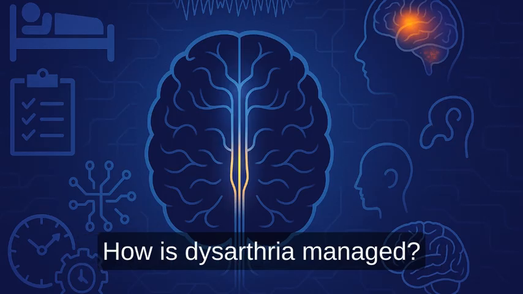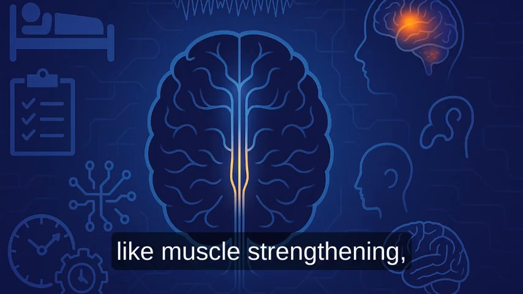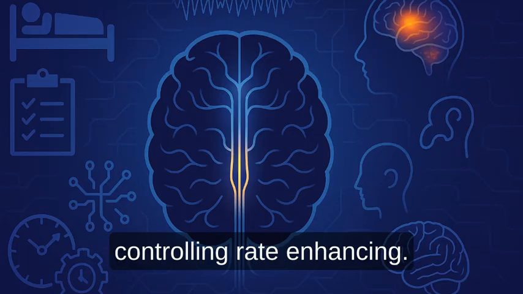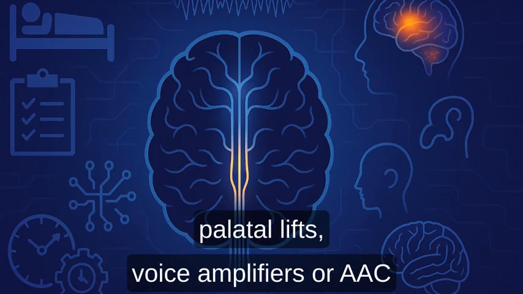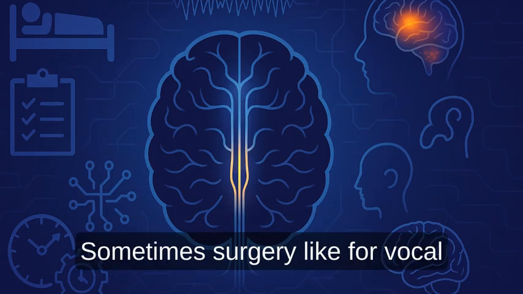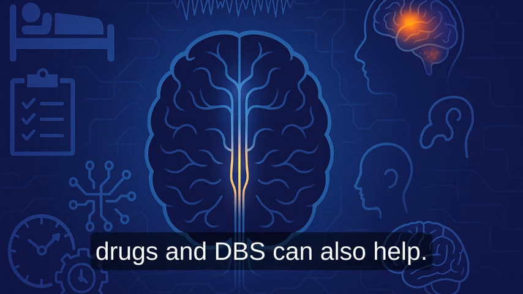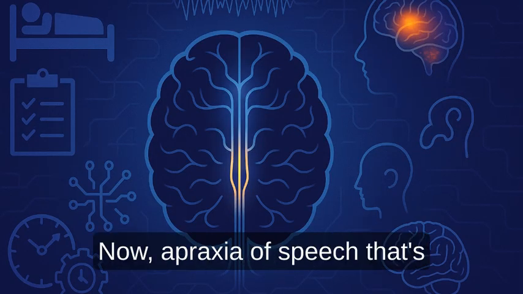How is dysarthria managed? It depends on the type and cause. Speech therapy focuses on things like muscle strengthening, improving articulation clarity, controlling rate, enhancing prosody. Devices like pacing boards, palatal lifts, voice amplifiers, or AAC systems can help. Sometimes surgery, like for vocal fold issues. For Parkinson's, drugs and DBS can also help speech. Goal is maximizing intelligibility. Now, apraxia of speech.